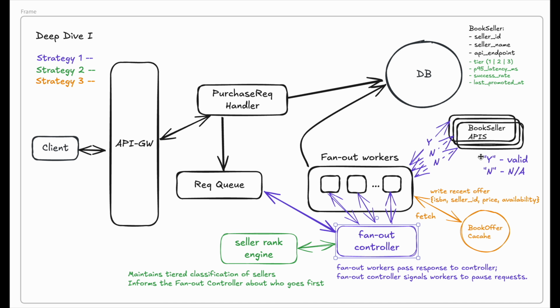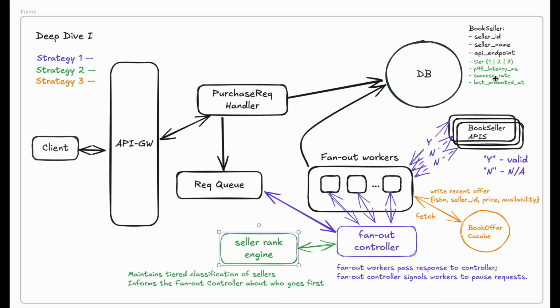Next, in green, we add a seller rank engine, which powers strategy 2, adaptive find out. It maintains a tiered classification of sellers from Tier 1 to Tier 3, for example, and tells the controller who to query first. This helps us prioritize fast, reliable sellers and defer or skip low-quality ones.